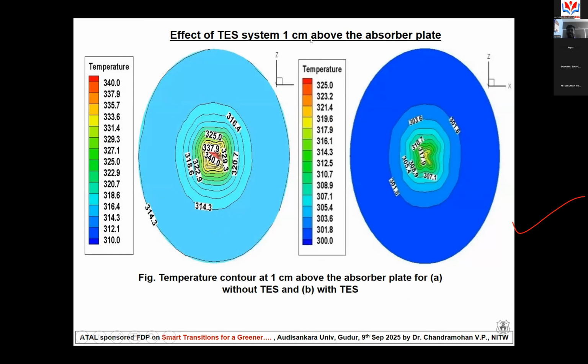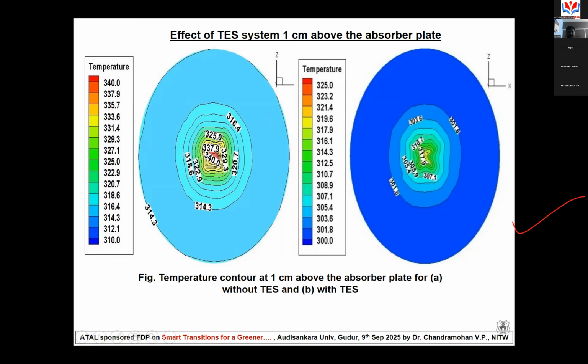This is the effect of the TES system on the air 1 centimeter above the absorber plate. This is the air temperature, not the absorber plate temperature. We looked at how the air temperature looks just 1 centimeter above the absorber plate. Here also the maximum air temperature is higher, almost 340 Kelvin at the center of the domain without the TES system. But with the TES system, the temperature is 318 Kelvin only.